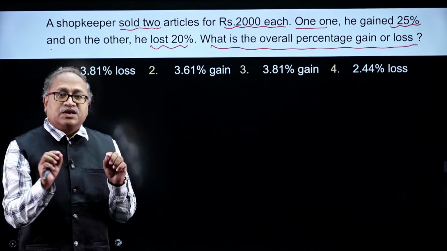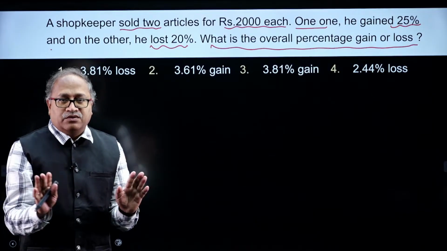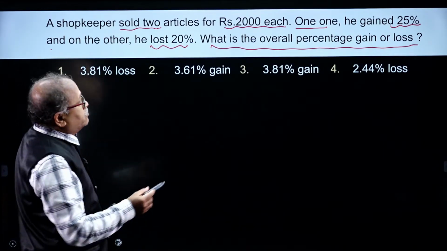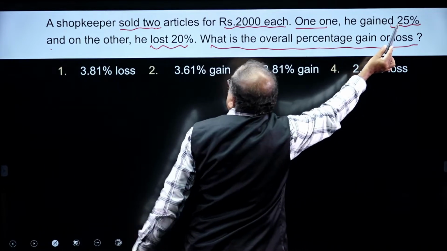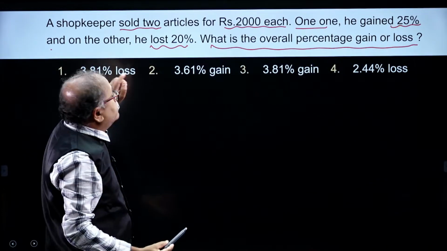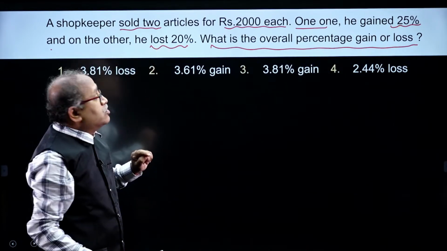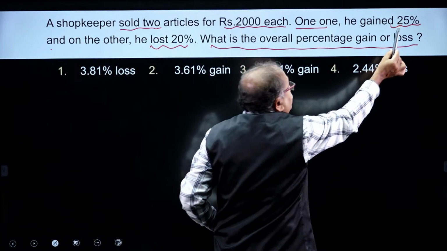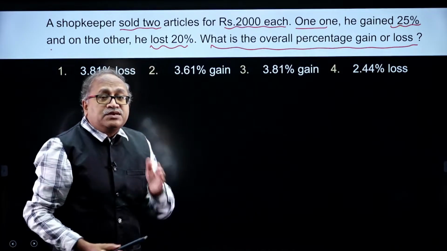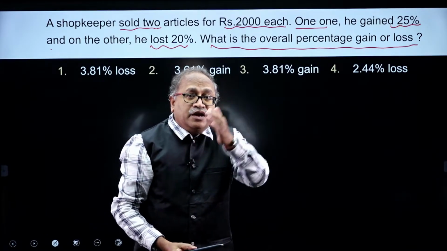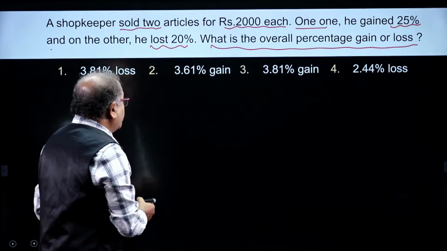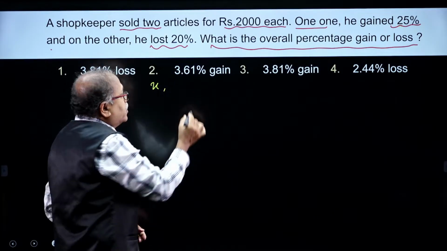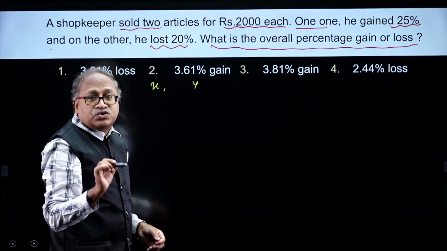See, my friend, this type of question comes in the examination. I will not waste your time. You are in a very crucial stage. In one case, 25% profit, another case 20% loss, but the selling price is the same. So, here when 25% profit, that means 100 plus 25, 125% of. I will assume that x is the cost price 1 and y is the cost price 2.